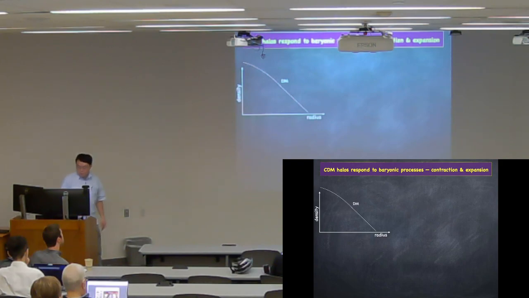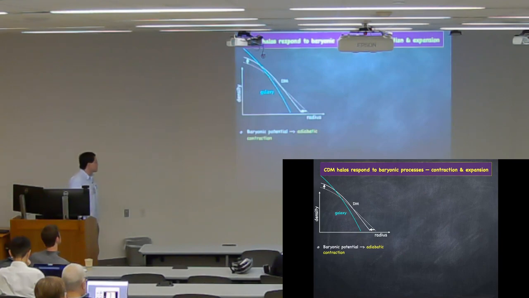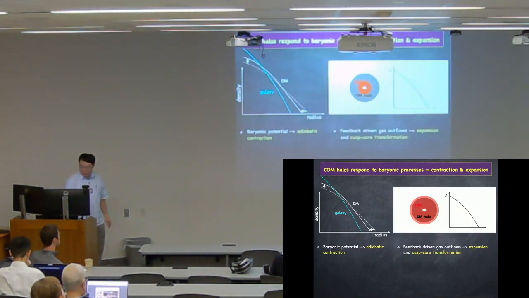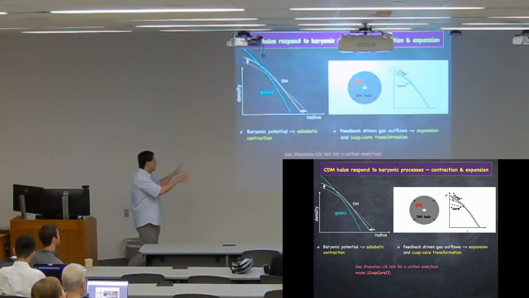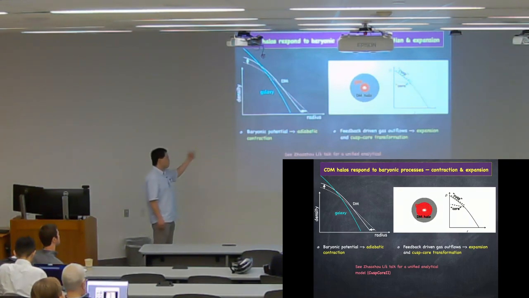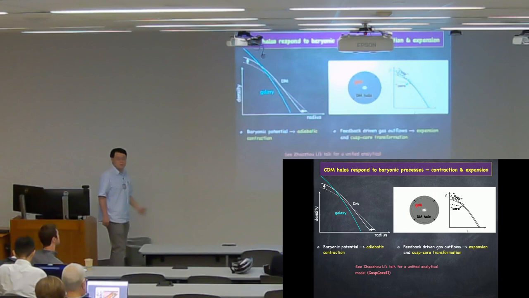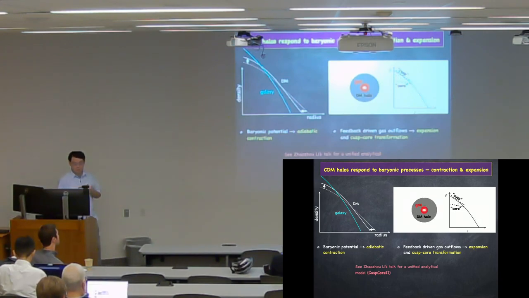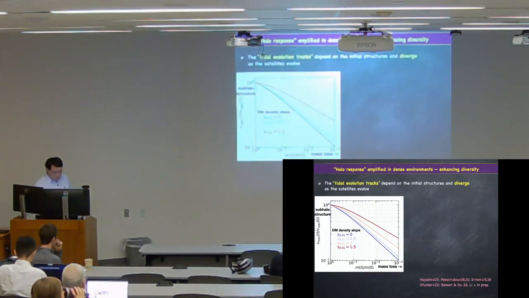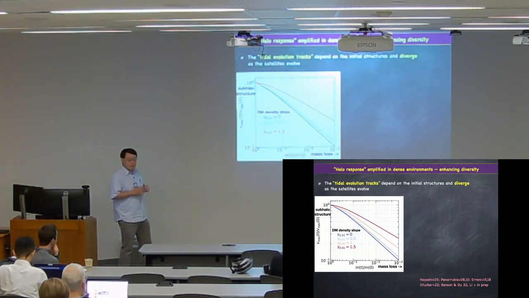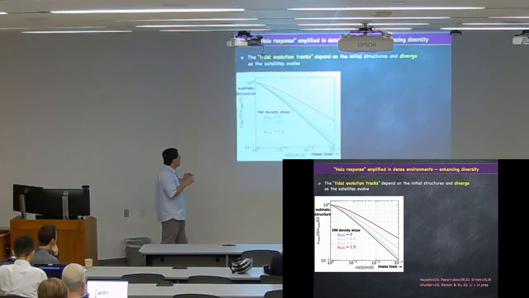CDM halos respond to baryonic processes in two ways: adiabatic contraction, and feedback-driven gas outflows, which cause expansion and cusp-core transformation. So the two effects compete against each other. They dominate different mass regimes, as Zhao Zhou talked about already. What's interesting is that dense environments amplify this dark matter halo response to baryon processes.